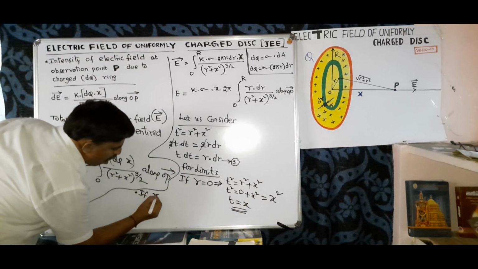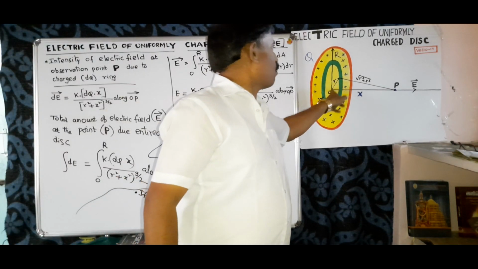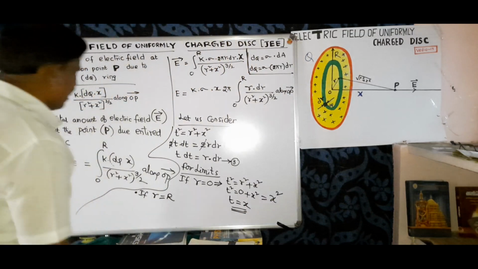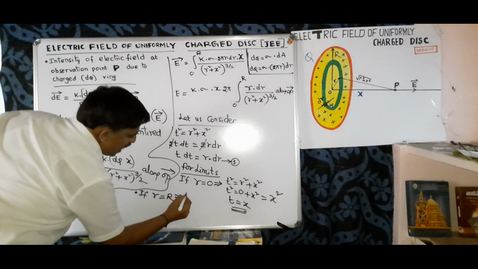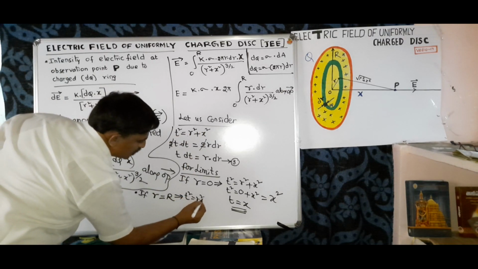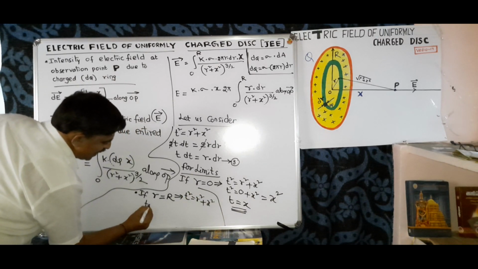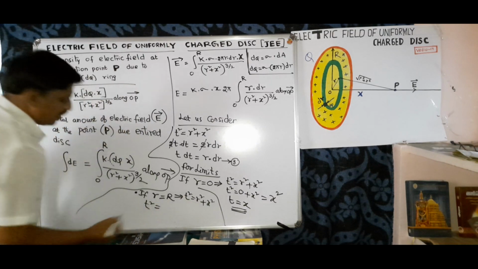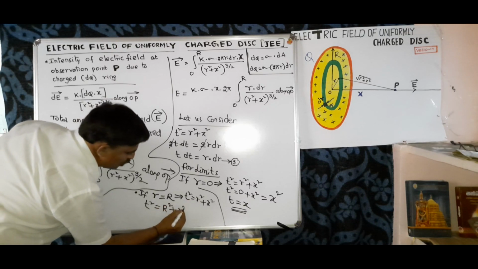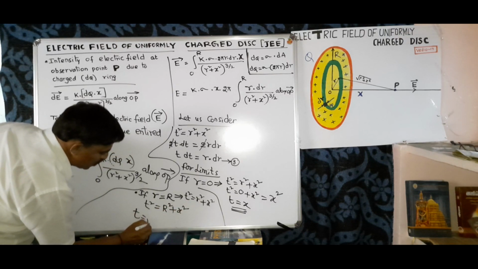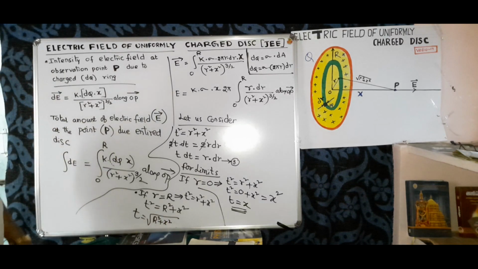If small r is equal to capital R, if this radius is equal to capital R, then substitute this value in this equation. T square is equal to R square plus X square. Small r means capital R. Capital R square plus X square. Small t is equal to under root of R square plus X square.